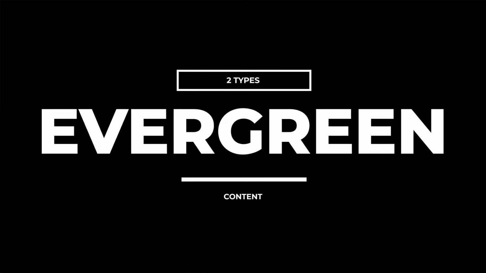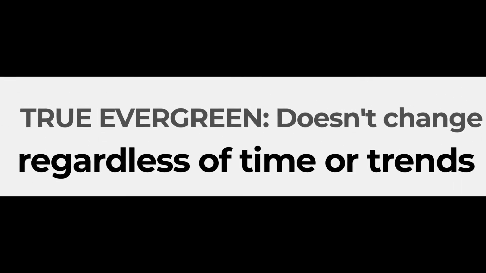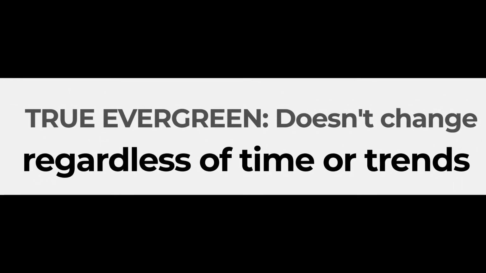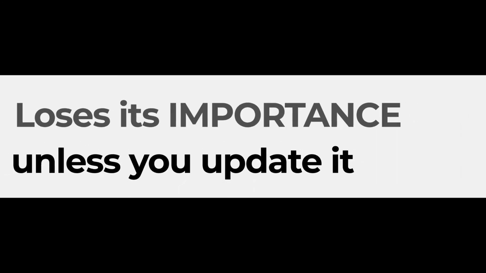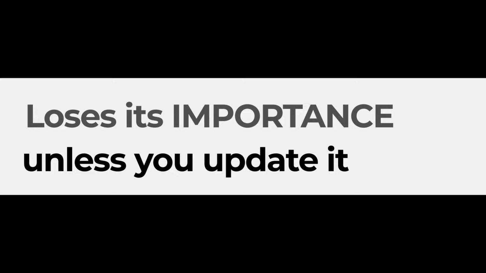Now, a bonus to pillar content is if you can actually make the content evergreen. And there are actually two types of evergreen content. Number one is true evergreen and really never changes regardless of time or trends. And the second one kind of loses its importance if you don't bother to update it based on new ways of doing things or the technology. But if you can get your primary content to be close to evergreen, it really helps with your content planning and strategy.